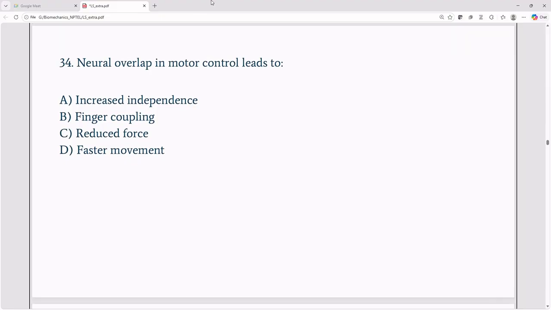The neural overlap in motor control leads to which among the following? Options are option A, increased independence, option B, finger coupling, option C, reduced force, option D, faster movements.